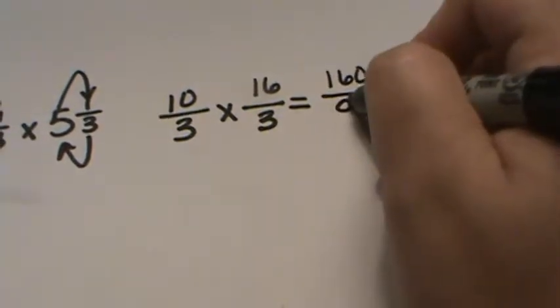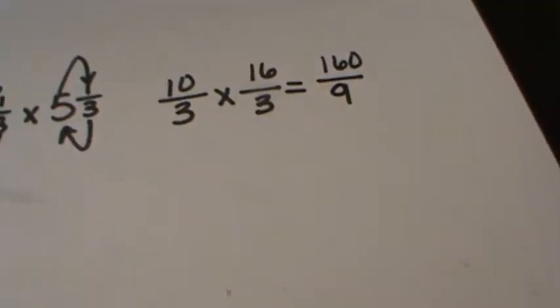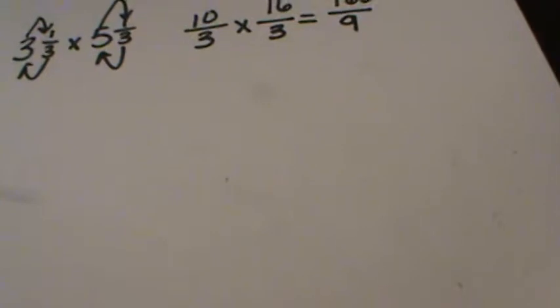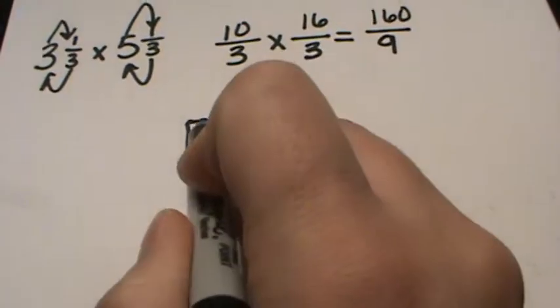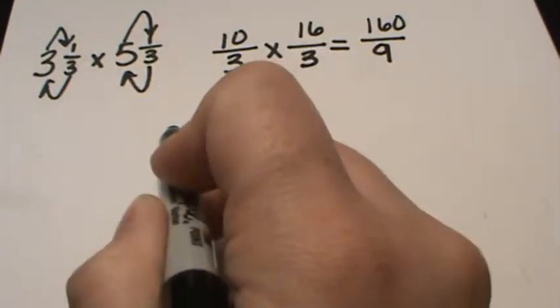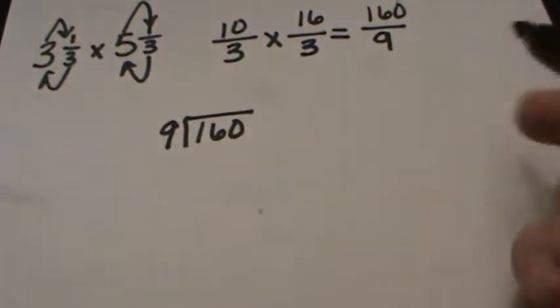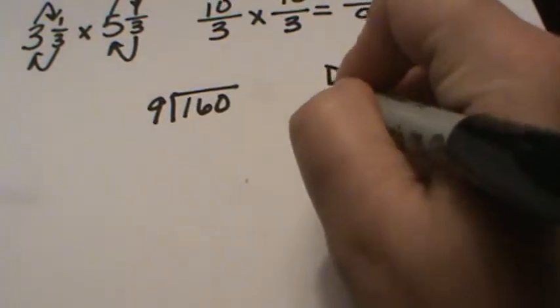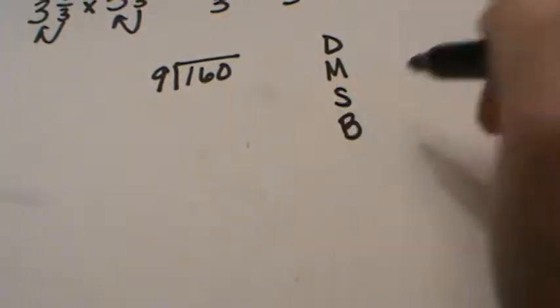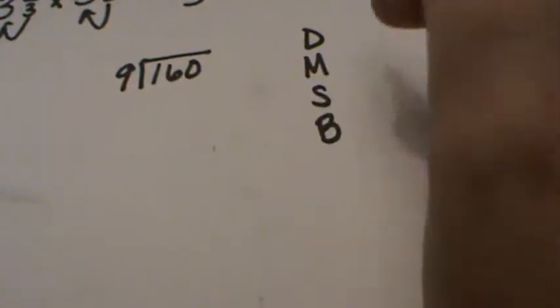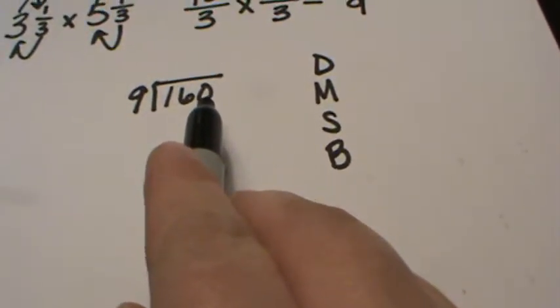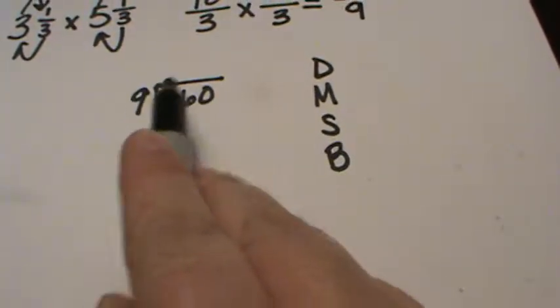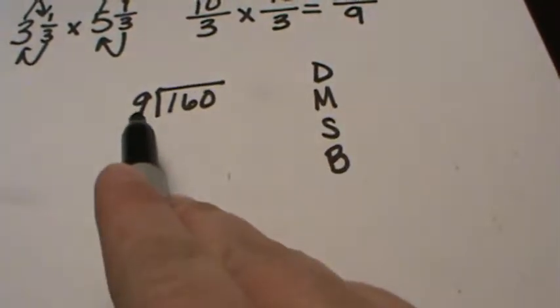We end up with 160 ninths. Now we could try to figure out in our head what is 160 divided by 9, but in most cases it's easier to divide it out. Now let's put our little dead mice smell bad, and let's go. Remember, we ignore the 6 and the 0 for right now. We'll come back to them later. We first ask ourselves, how many times can 9 go into 1? And it can't.